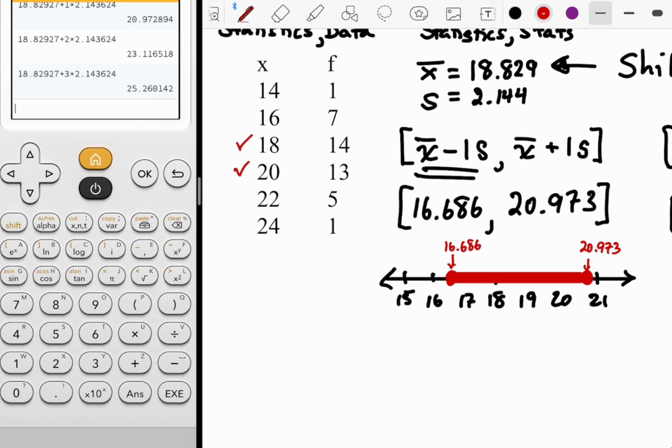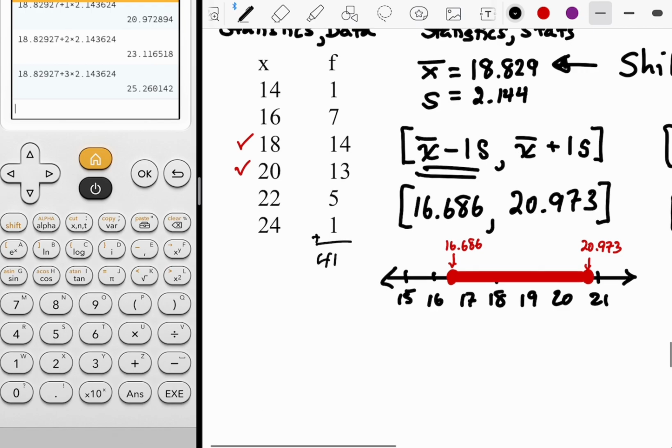Remember, the frequencies are just telling you how many times each number happens. So if I wanted to find out how many numbers there were in the set, I would just add it up. So 8, 22, 35, 40, 41. So that's the number of values in the set. Just did a quick double check on that.